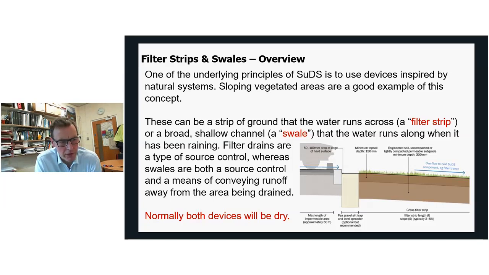These can be a strip of ground that the water runs across, or a broad shallow channel, a swale, that the water runs along when it has been raining. Filter strips are a type of source control which would allow direct infiltration, whereas swales are both conveyance and source control. So normally we expect these devices to be dry. This scenario isn't untypical of the one we have in the image, where we have some sort of road surface or a car park, and then we have the filter strip downstream.